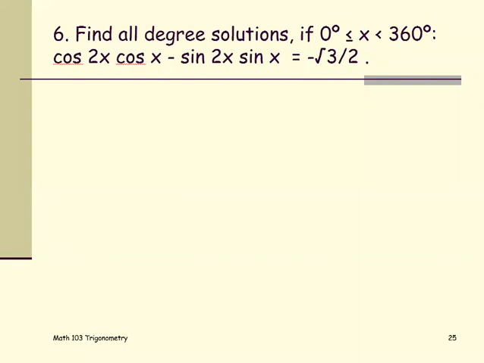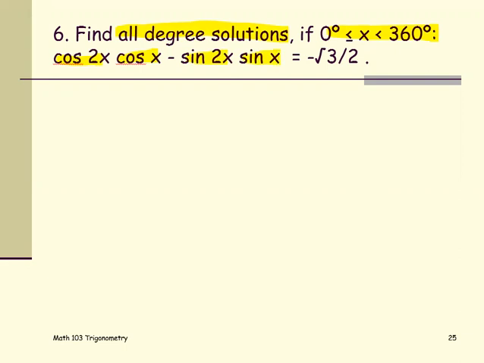For this problem, we're going to find all degree solutions if x is greater than or equal to 0 degrees and less than 360 degrees, for the equation cosine of 2x times cosine x minus sine of 2x times sine x equals negative square root 3 over 2.